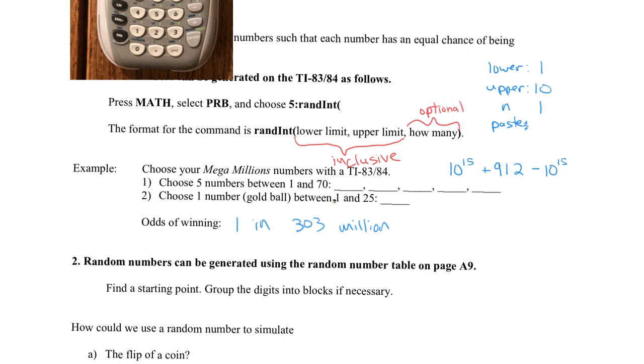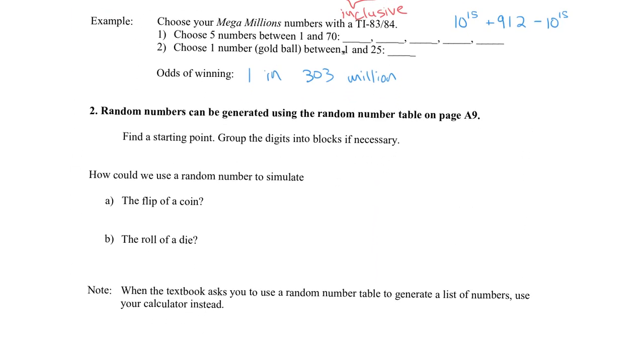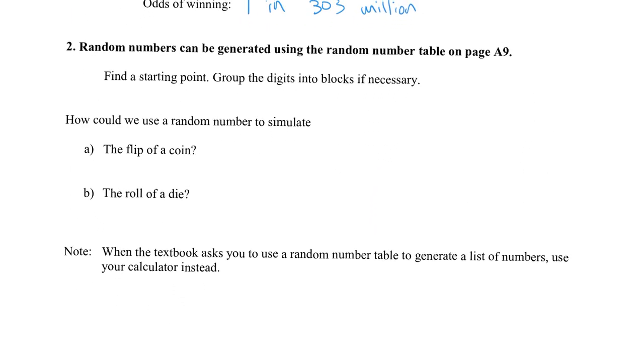Okay, one last thing. You can use the random number table on page A9. If you really miss the 80s, you want to tight roll your jeans, wear high top Reeboks, and listen to cassette tapes, then you might like the random number table on page A9.